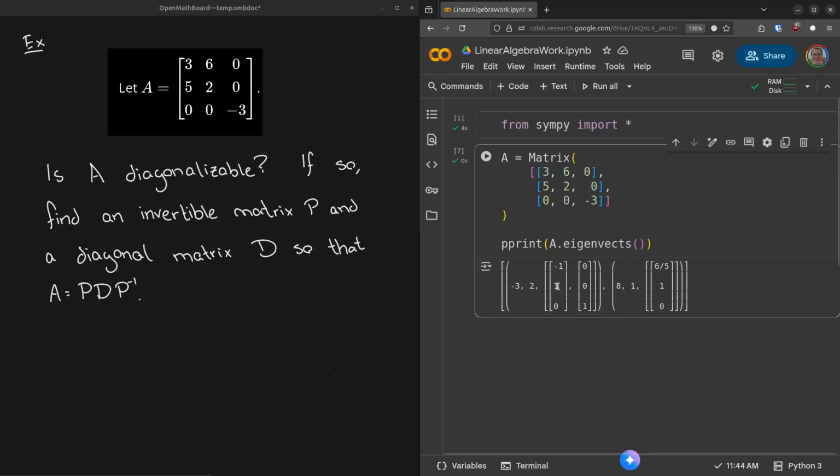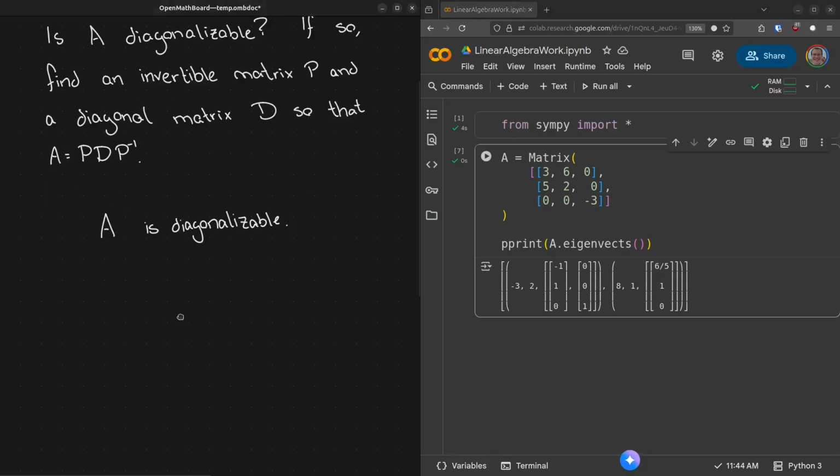Okay, but how many eigenvectors do we have? In this case, -3 has 2 associated eigenvectors, so its eigenspace has dimension 2. 8 has 1 associated eigenvector, and put that together, that's 3 eigenvectors. That's what we need, which means that A is diagonalizable, because I have 3 linearly independent eigenvectors.